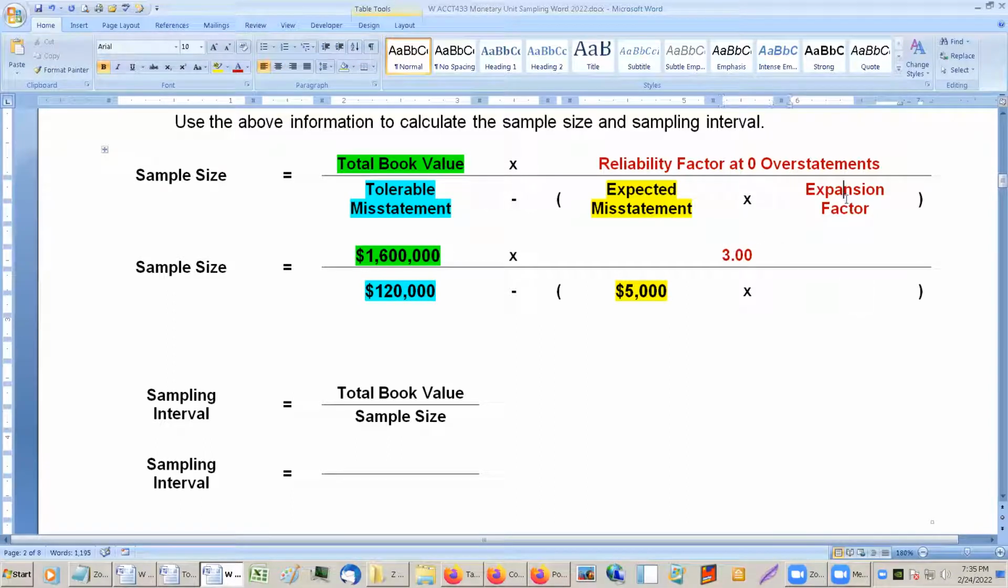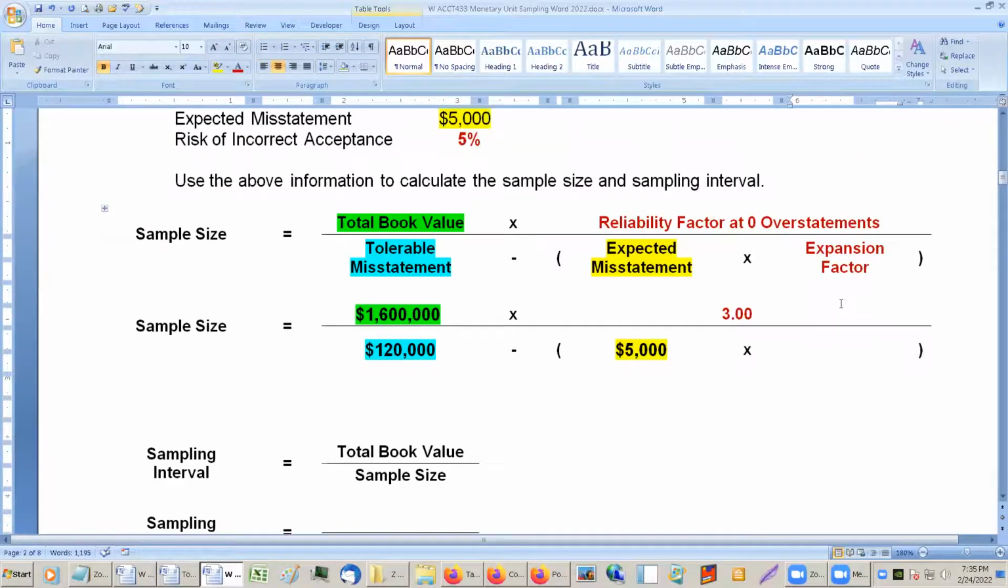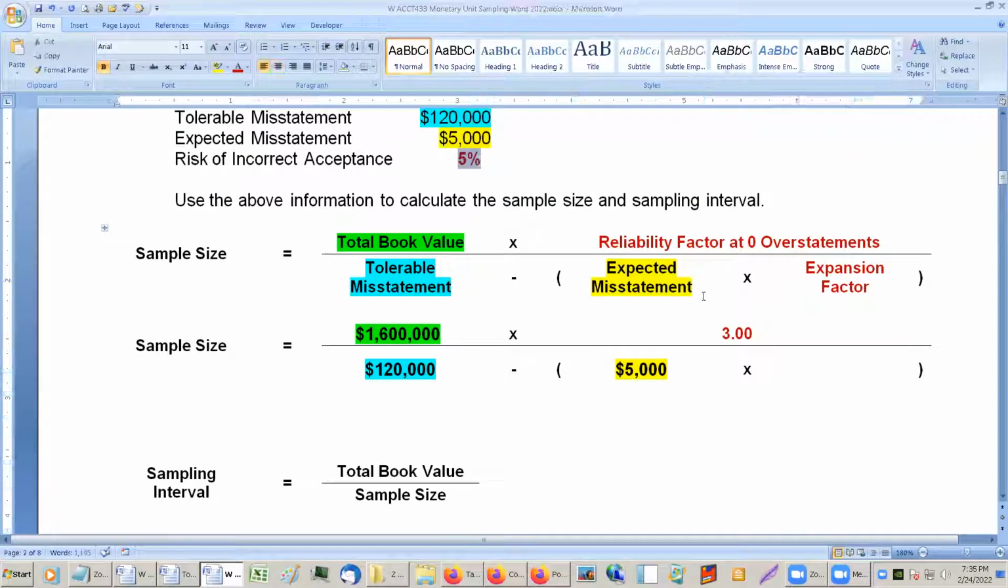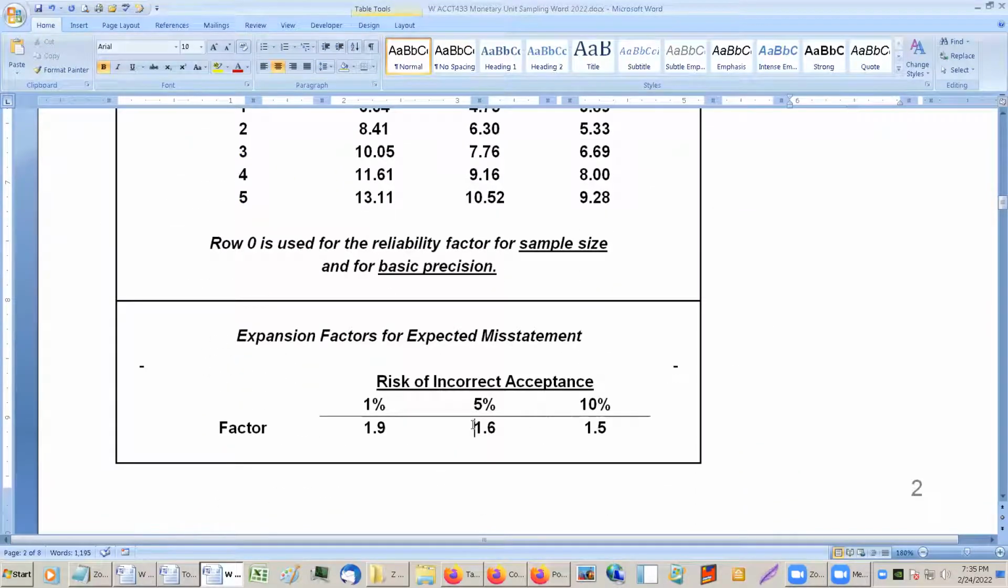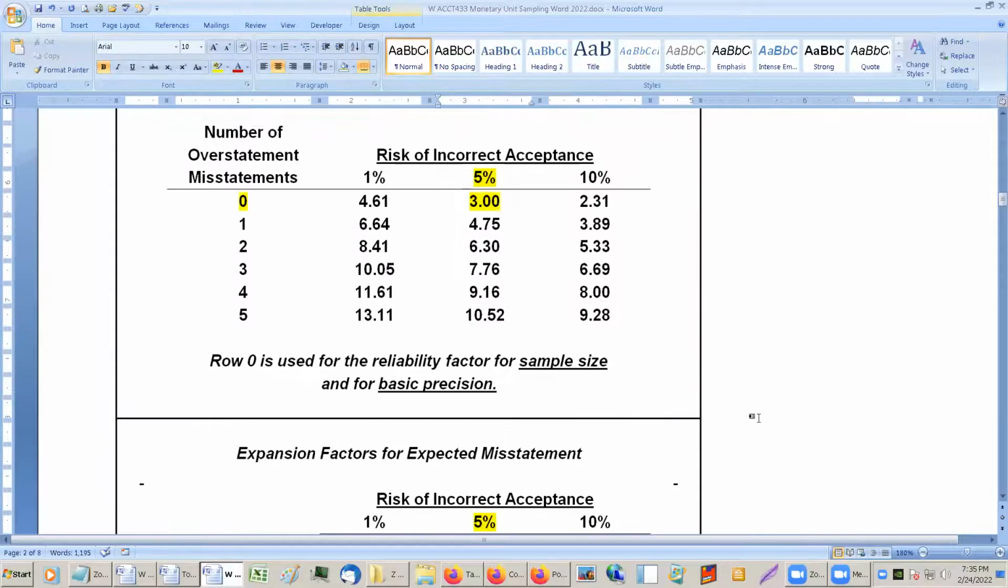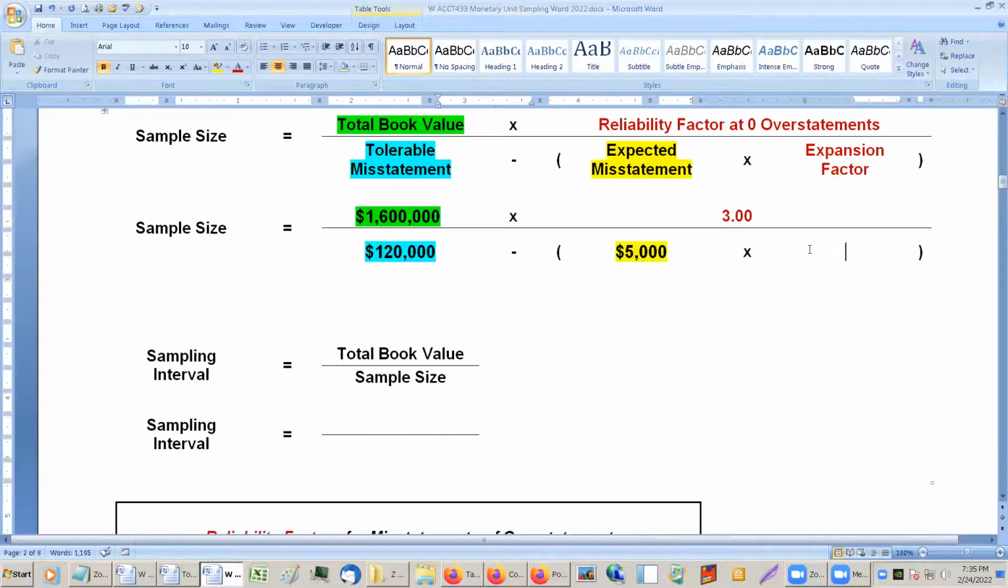And we're going to go to the expansion factor. Again, 5%. Expansion factor is a little bit easier in that there's just one number, or one row. So 1.6.